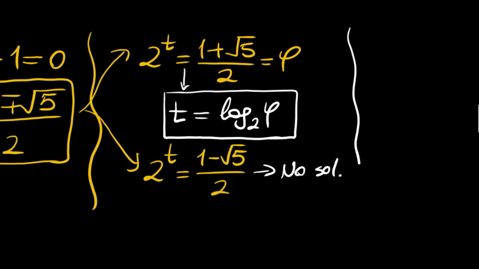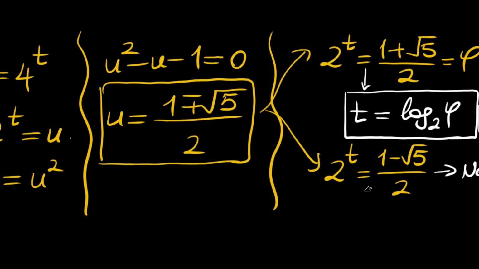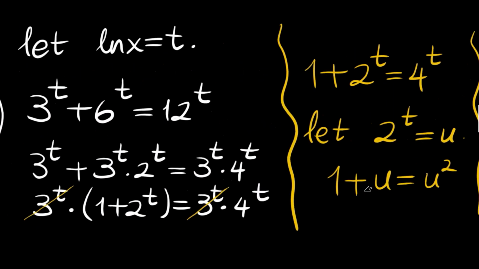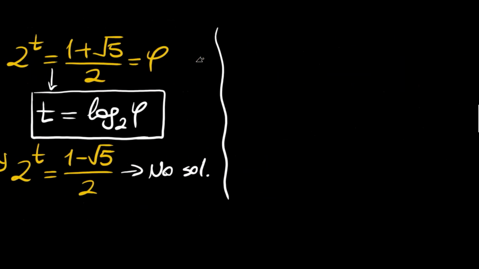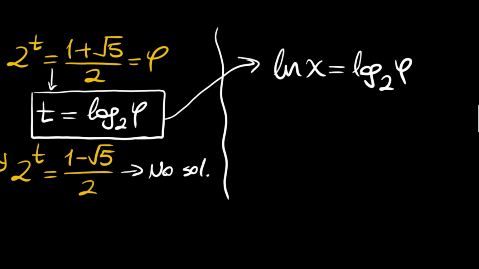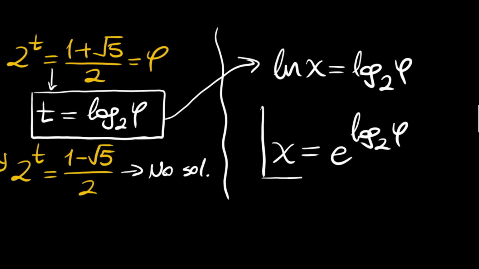Now, finally, t was for ln x, remember. t is equal to ln x. So we have ln x is equal to log base 2 of the golden ratio, then x is equal to e to the power of log base 2 of the golden ratio. And this is the final result. This is the only root that satisfies our equation.